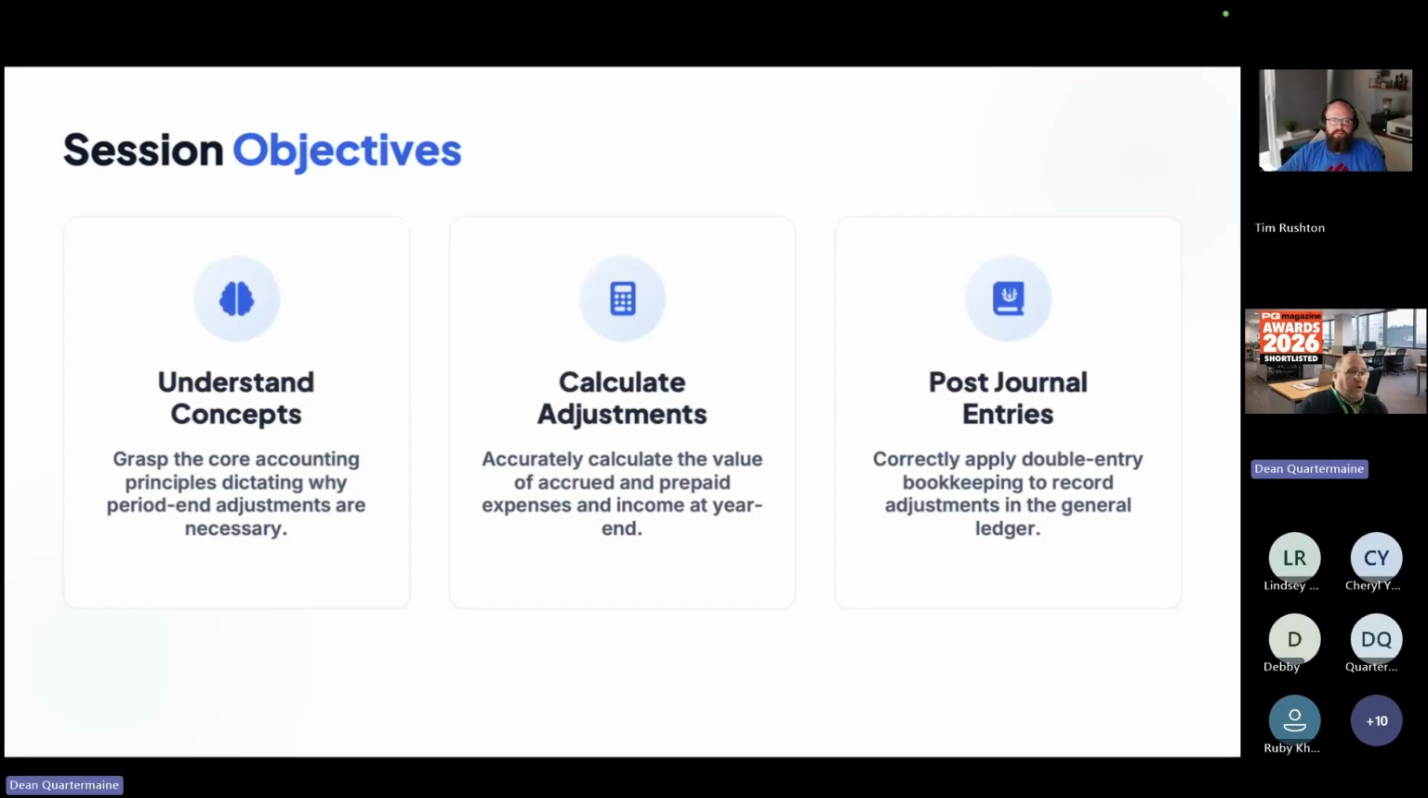And then be able to post the journal entries. So correctly apply your double entry bookkeeping knowledge to be able to record the adjustments in a set of general ledger accounts. So that's what I'm hoping to achieve.